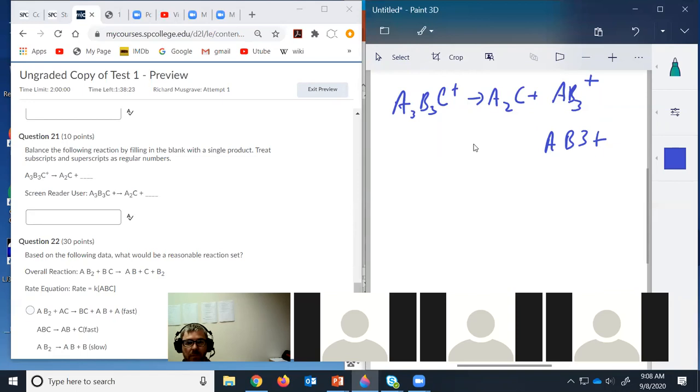I have a question. What determines its charge? Well, it has to balance. Both sides have to balance. So the charge on the left has to equal the charge on the right. Why on the AB3 and not the A2C? Because we were told that A2C was neutral in the problem. You can see that there. So any charge has to be on the AB3, the other one that we didn't have. Is that fair enough?